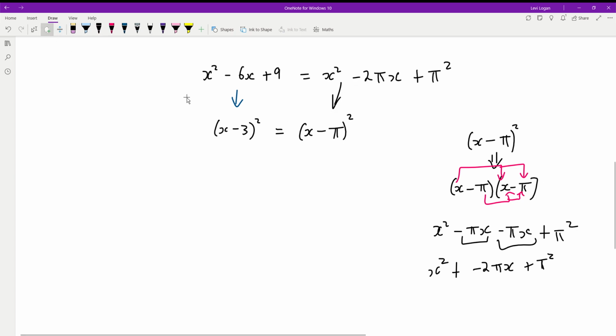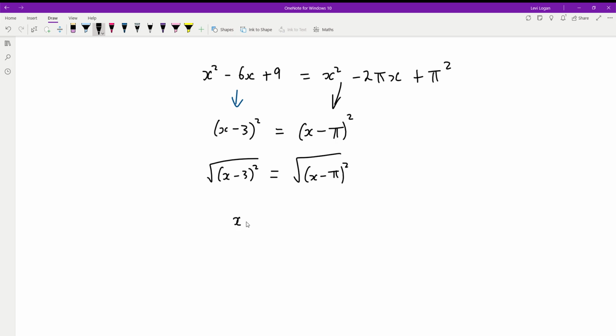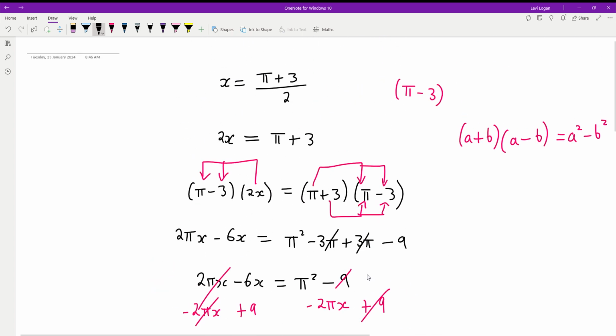Okay. Now what we're going to do is square root both sides to undo the squared. So we'll square root both sides, and we're going to get x minus 3 equals x minus pi. We can get rid of the x's, so we get minus 3 equals minus pi. Divide by minus 1 and we get pi is equal to 3. And that's it. So, can you find the mistake?